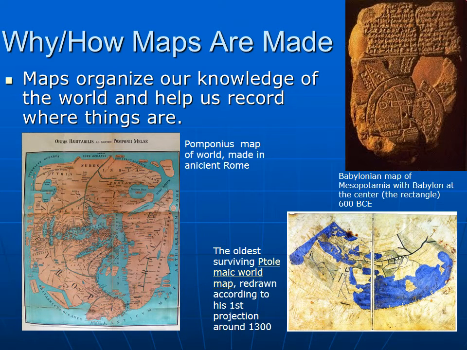We've told you about maps and globes, but we haven't really talked about why we use them. Maps organize our knowledge of the world and help us record where things are. People have been using maps for many thousands of years. As you can see in the bottom left, here's a map from ancient Rome. In the bottom right, here's a map from about 800 years ago. And on the top right, we have a Babylonian map, which is almost 2,500 years old.